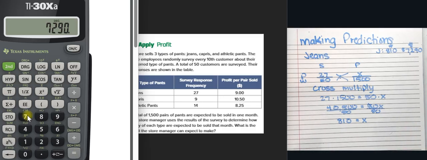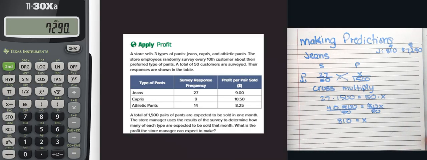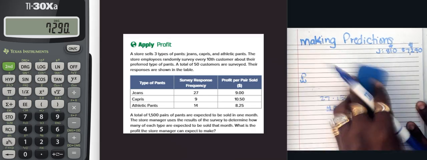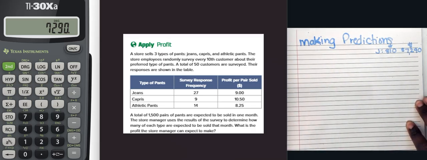So the next one is going to be our capris. So we're going to do the same thing, but now it's for capris. I'm going to take this off and we'll go into capris.